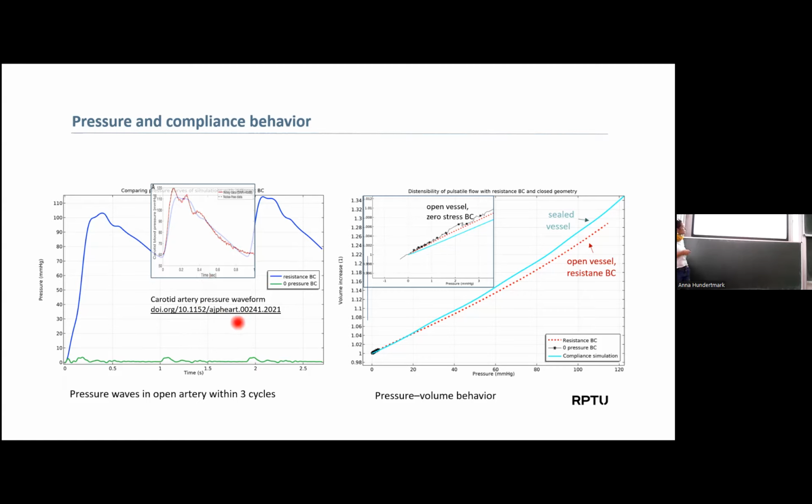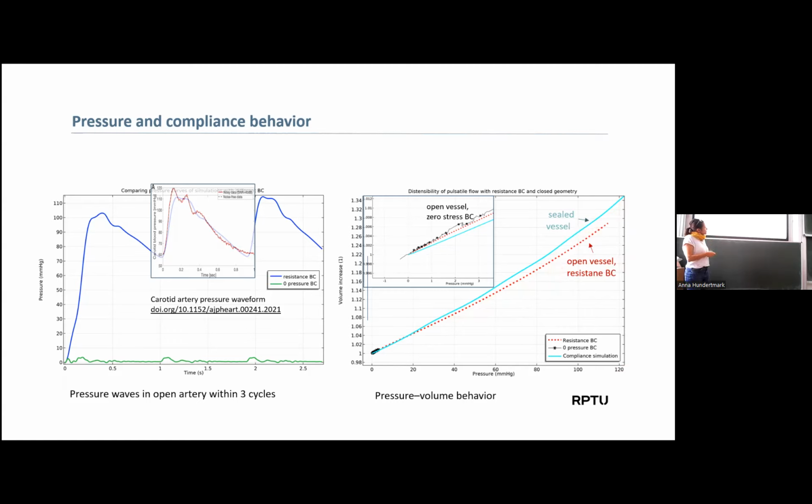So okay, even just having some very general carotid artery inflow, we obtain very realistic behavior of the pressure rate in comparison to the behavior with the zero boundary condition. And on the right-hand side, you see the pressure-volume behavior. In red is the open vessel, so this realistic vessel with a lot of branches, and in blue or cyan color, this is the sealed, so closed vessel, from these measurements and first numerical simulation with this closed vessel.